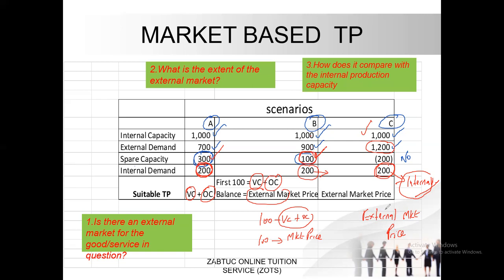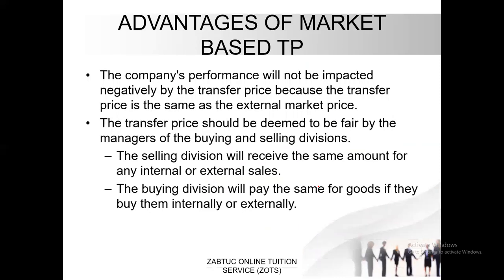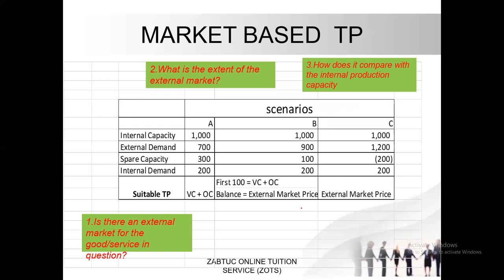Is there an adjustment? Yes. When you sell internally, like in this case, products which have got adequate external demand, we still give a small discount. Why? Because of the internal nature of the transaction. So even when there's adequate external market like here, when you sell internally, please give a small discount to reflect the internal nature of the transaction. And that's what we call adjusted market price.